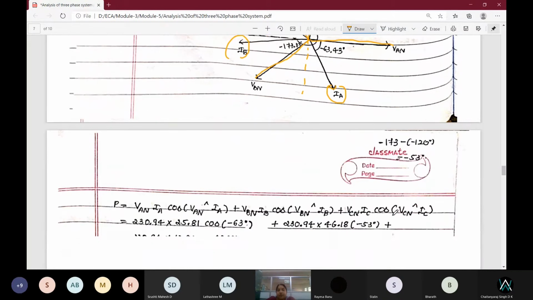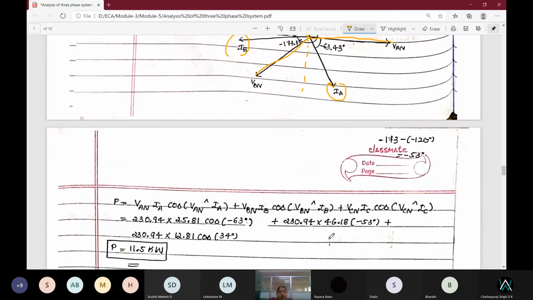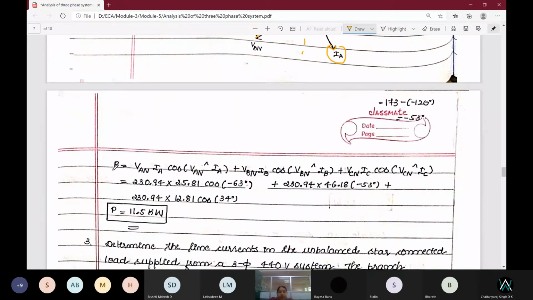Next, we have to find out the power. So we have to write the equation for power. Power is equal to, for all three, VAN IA, next VBN IB, and next VCN IC. This is voltage and current, voltage and current, voltage and current. Next, we have to find the cos of the angle because it is active power: cos of the angle between VAN and IA, cos of the angle between VBN and IB, and cos of the angle between VCN and IC. All three angles you have to write.